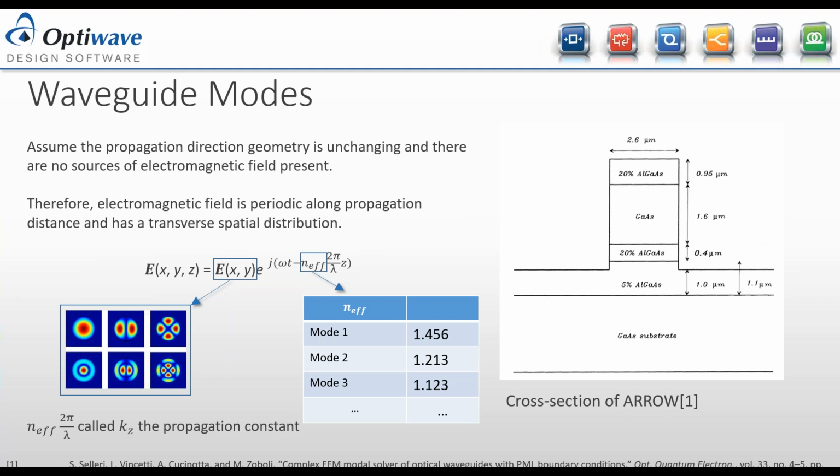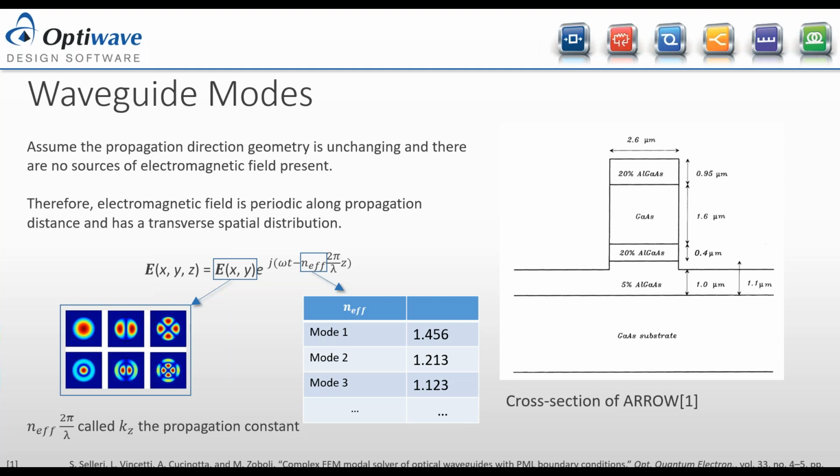And we also assume there's no sources of electromagnetic field present in the structure. So we can then use the sourceless Maxwell equations to describe it as only waves propagating along the structure.